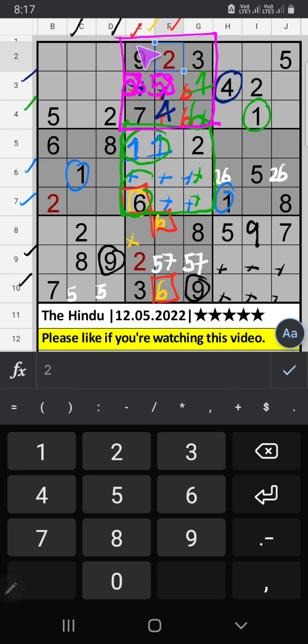Column C, column D we have 8. So 8 can't come in these cells. 3rd row also we have 8. So 8 can't come in this cell, then 8 is confirmed here.